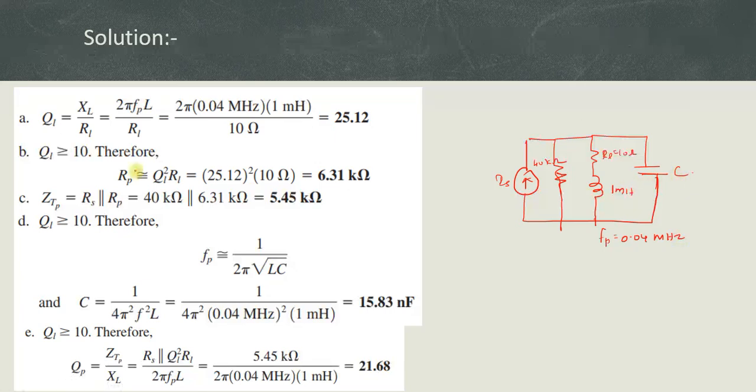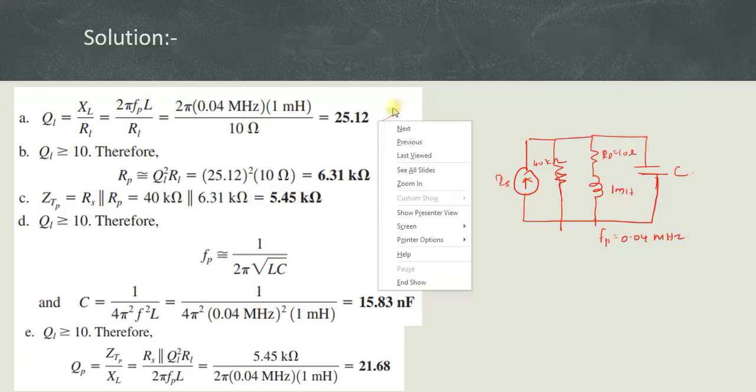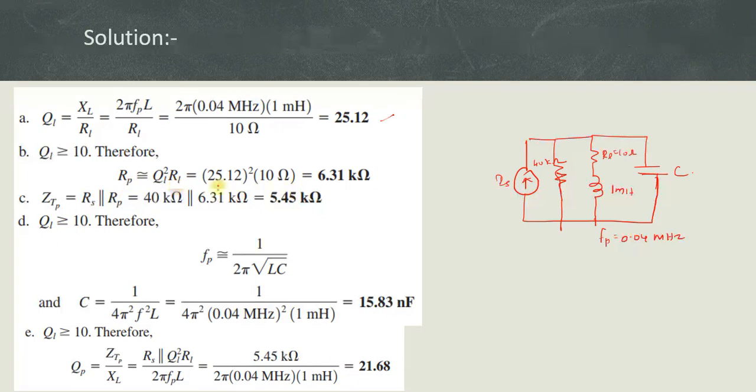Okay, so therefore QL equal to, we know the formula, XL divided by RL. XL equal to 2 pi Fp into L divided by RL. In the given problem, Fp is 0.04 megahertz and L equal to 1 millihenry. Substitute all those values, so that the quality factor is 25.12. So we know that this quality factor is greater than 10. So we use the shortcut methods. So that Rp equal to QL square into RL. So 25.12 the whole square, which is nothing but the quality factor value, into 10, which is equal to 6.31 kilo ohm. It is the value of Rp.